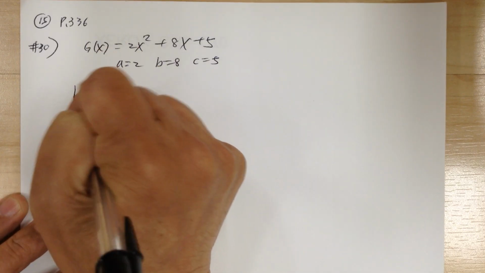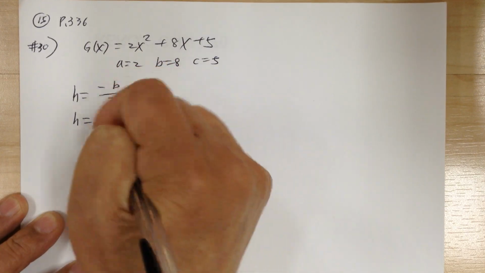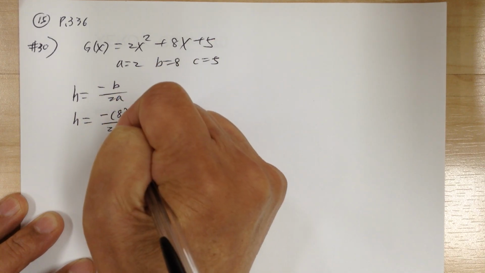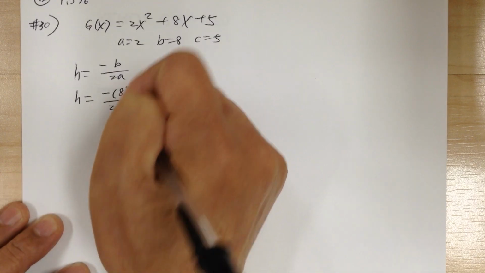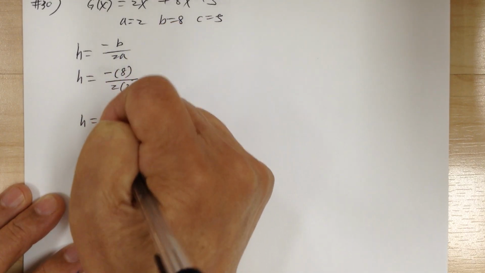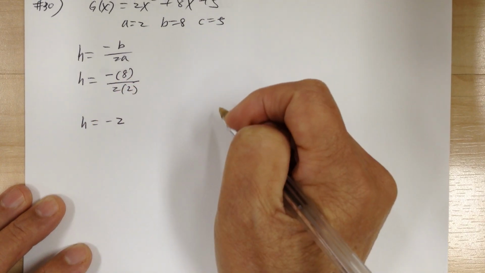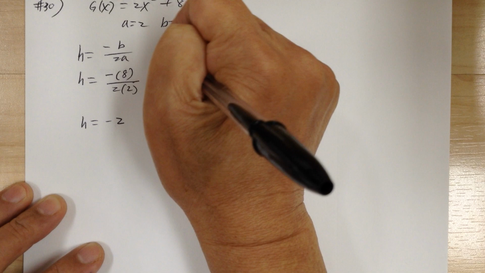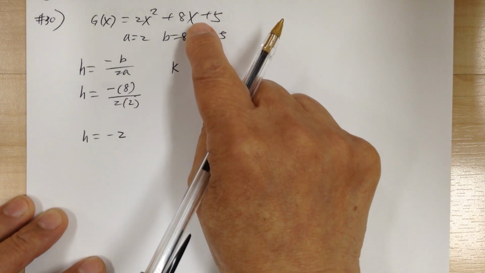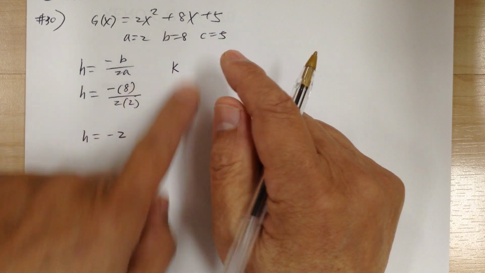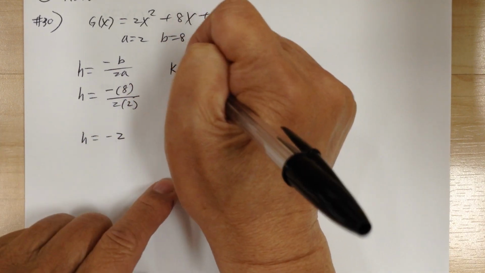So go ahead and substitute. Negative 8 over 2 times a equal to 2. You can substitute all the numbers in here and use your calculator, you can figure out h equal to negative 2. When you substitute the h into the equation, you get a k. Right? When you substitute the x, you get y. And h is a special x, so you're going to get a special y, which is k.